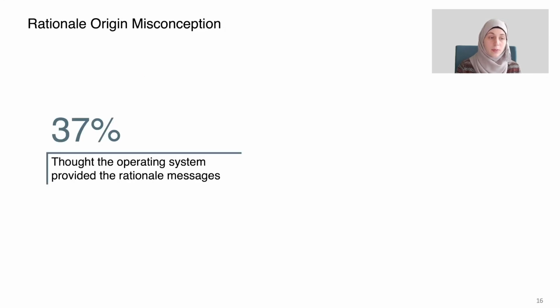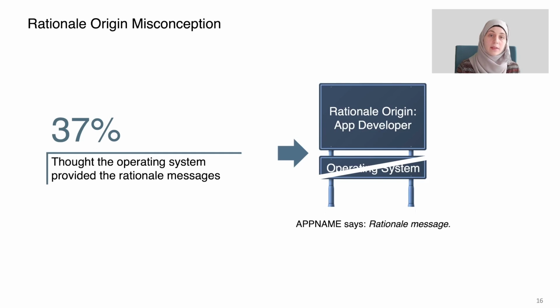In our study, we also found that participants had a misconception about the origin of the rationale message. 37% of our participants thought that the rationale message originated from the operating system. Therefore, we recommend to add some indication that the rationale message actually belongs to the app developer. For example, by using a prefix such as "app name says" preceding a rationale message.